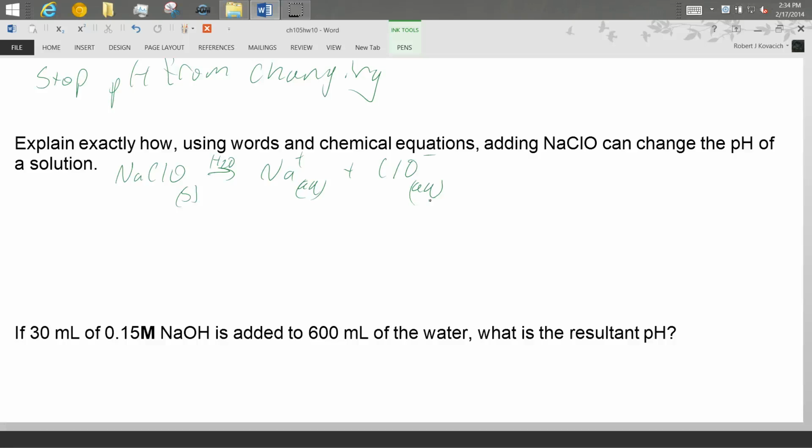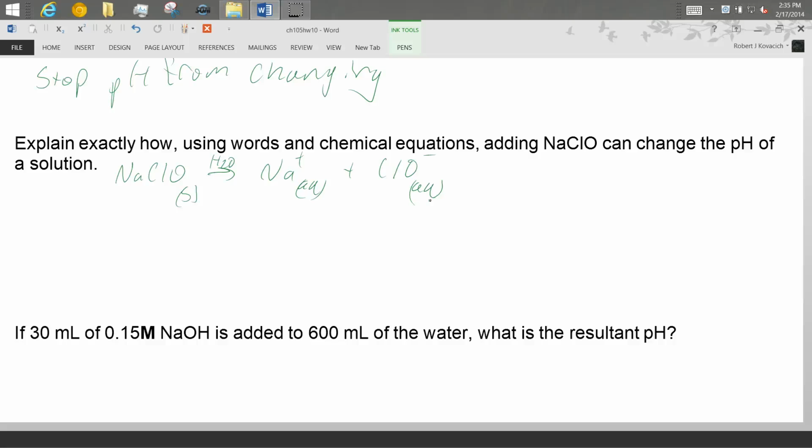Do the sodium ions do anything in the water? Why not? They're what? Spectator ions? Yeah, why? Why are they spectator ions? Because they're happy to. Okay, that's a way. They're strong electrolytes though, right? Meaning they don't want to be connected to anything. So because they're strong electrolytes, they stay in their ionized form.